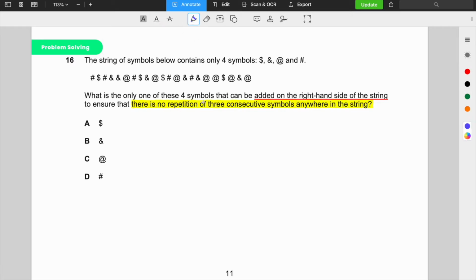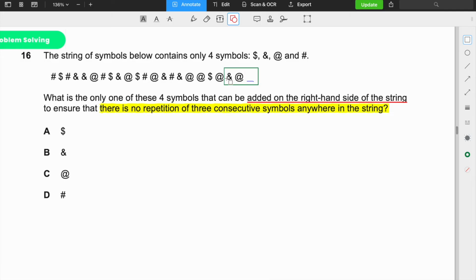of 3 consecutive symbols. So if we're adding a symbol here, then basically the 3 symbols that we're looking at will start with and, at, and something. So we don't want any repetition of a particular series of 3 symbols. So what you want to look for actually is, where do we have and at? Where do we have and at? Well, we have and at here. So we have and at hashtag, right? That's one of the 3 consecutive symbols.